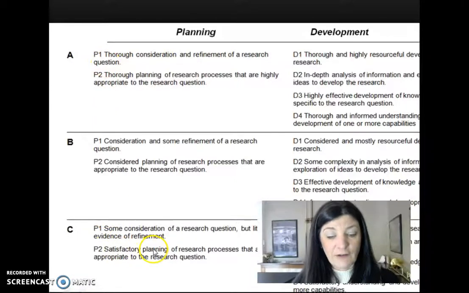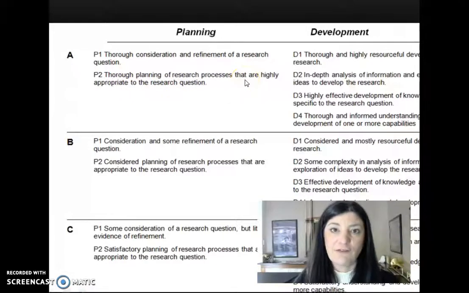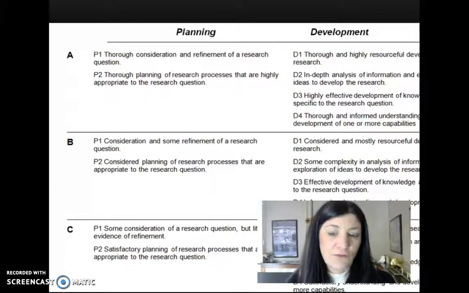P2, satisfactory planning of research processes that are appropriate to your research question. That will be your mind map and maybe a couple of sort of low-level annotations. When we're getting some more considered planning, so you can demonstrate that you really thought about the research processes that you are going to use appropriate to your research question, that's when we're getting to a B level. And to hit it at an A level, we're looking at thorough planning and research processes. So we're really looking for some in-depth annotations speaking to us about how you really considered what research processes you would use and how they were highly appropriate to your research question.